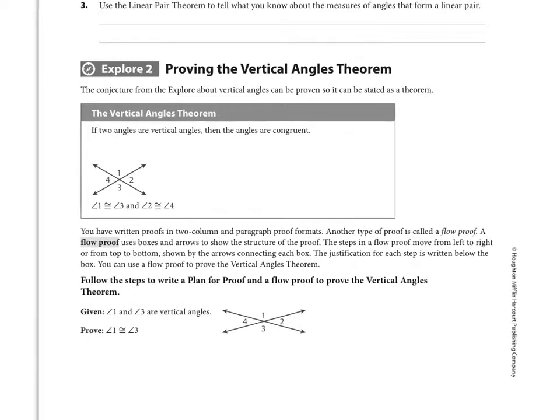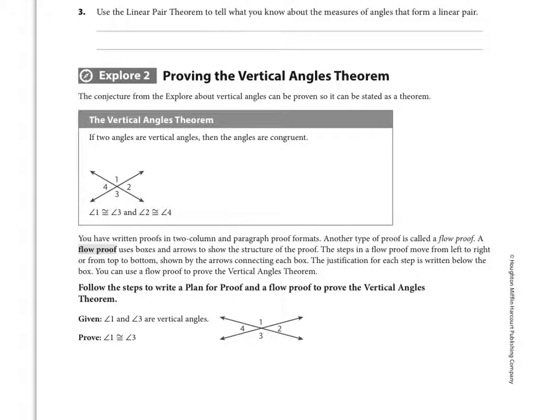Just below that, they put this in a kind of weird place, but there's a definition for a flow proof. From the last unit, we did a two-column proof, and we're normally going to just stick with that type of proof. A flow proof is a second type of proof that we could write, but unless you are very confident in writing proofs, coming up with the statements and the reasons, flow proofs can be very, very difficult. They're going to show you what a flow proof looks like by proving this vertical angles theorem.